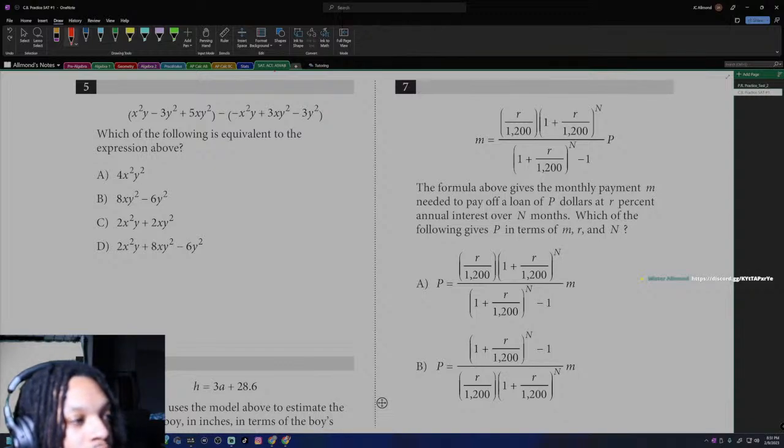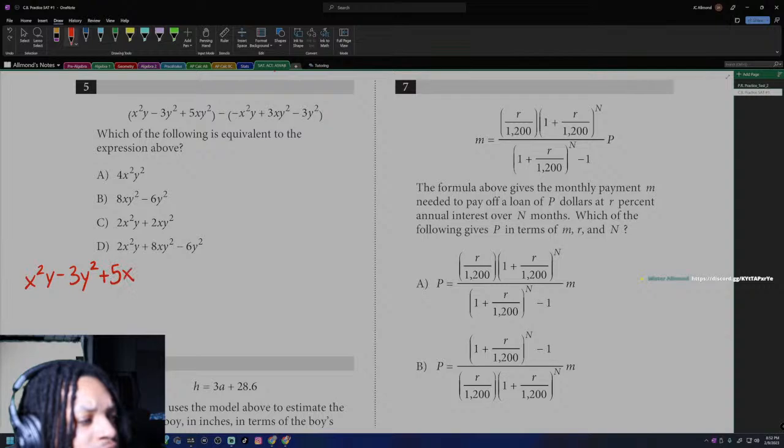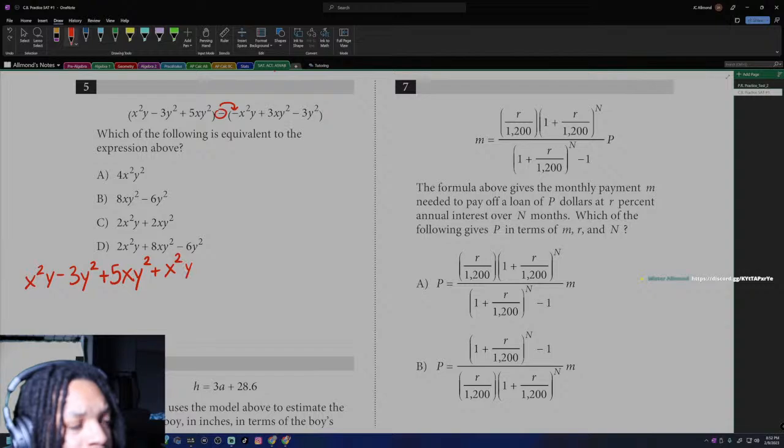So I'm just going to write it out the long way. So this is going to be what? X squared y minus 3y squared plus 5xy squared. Now, here's where I'm actually going to do something. If I distribute that inside minus sign, that negative times a negative is going to give me a positive. So I'm going to say plus x squared y minus 3xy squared plus 3y squared.